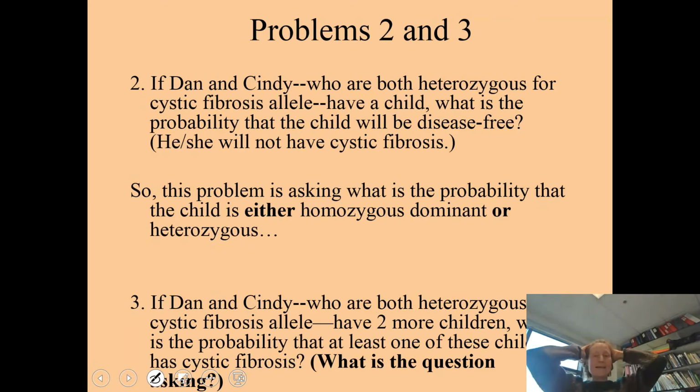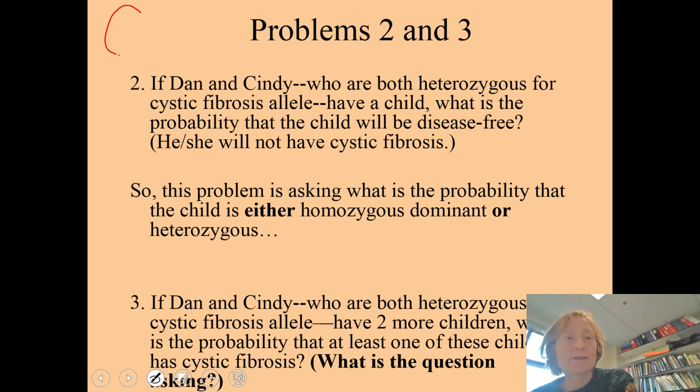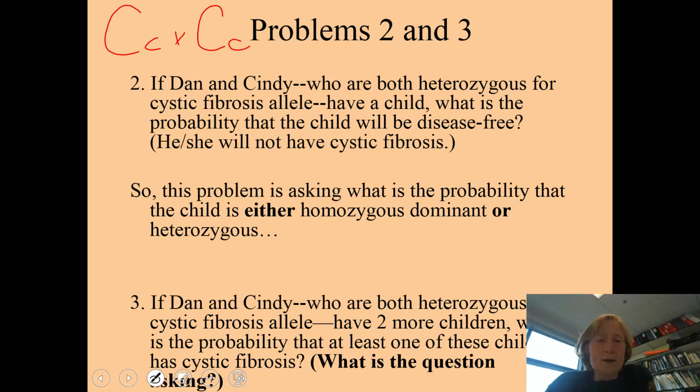Okay, we'll go back to Dan and Cindy because we know them. I feel like we know them. If Dan and Cindy, who are both heterozygous for the cystic fibrosis allele, okay, we already want to start thinking, how am I going to write that down? Okay, so Dan, there's Cindy. This is our mated couple, right? What is the probability that the child will be disease-free? Means she will not have cystic fibrosis.